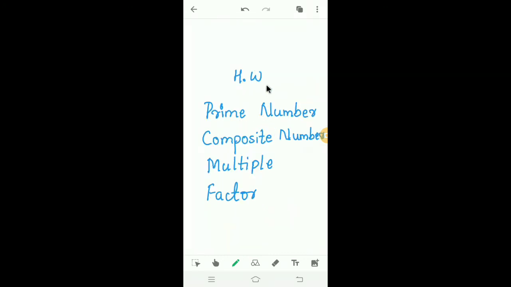Today's homework: write 2 times definition of prime number, composite number, multiple and factor in your rough book.